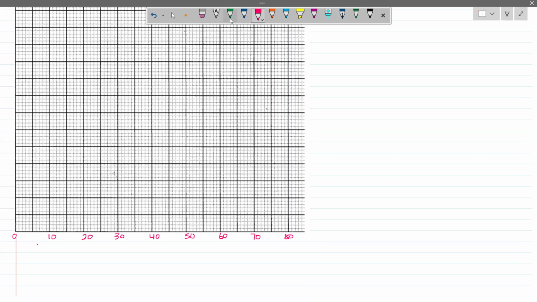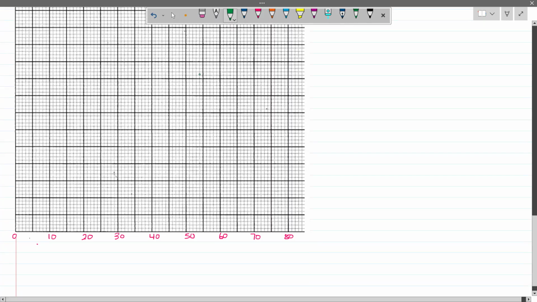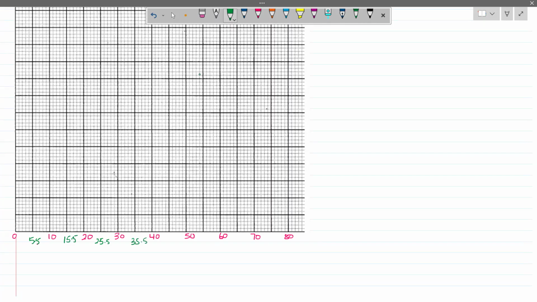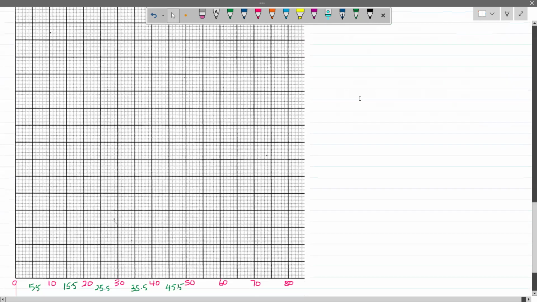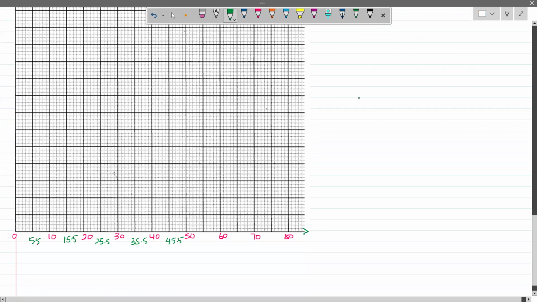This is why I'm going to be writing our class midpoints in here. 5.5. This is going to be my 15.5 in the middle. Then next you're going to go to 25.5, 35.5, 45.5. And that's where we'd stop, because we're going all the way up to 50. So this is my x-axis.